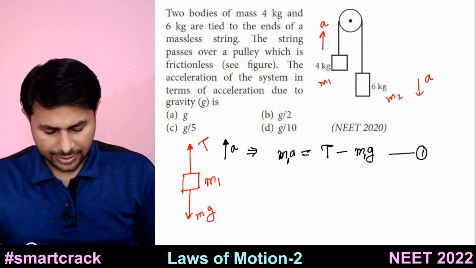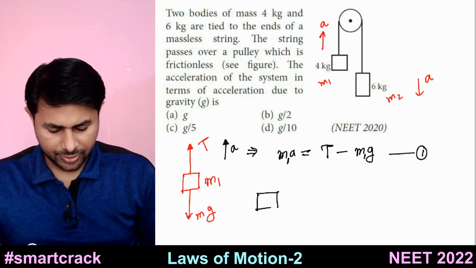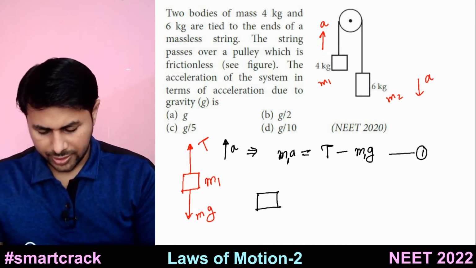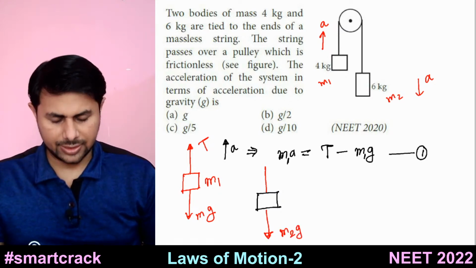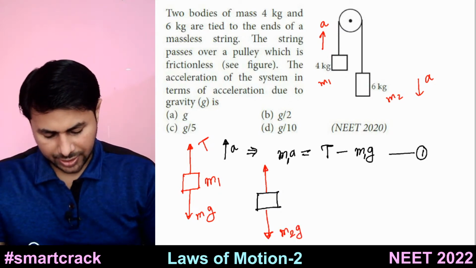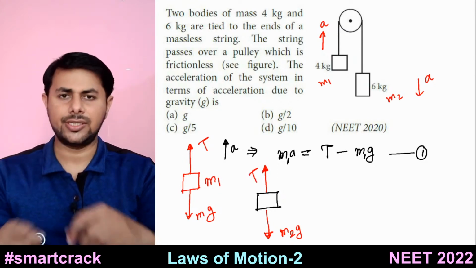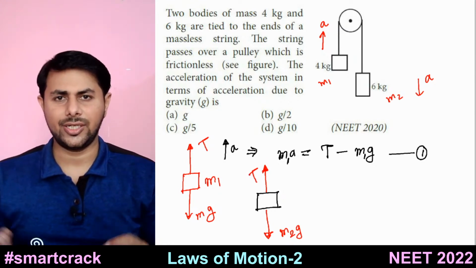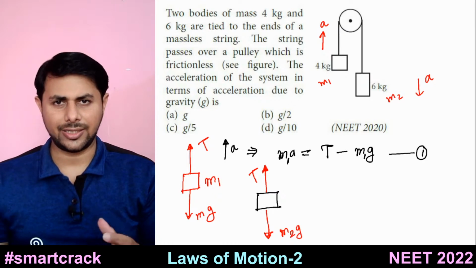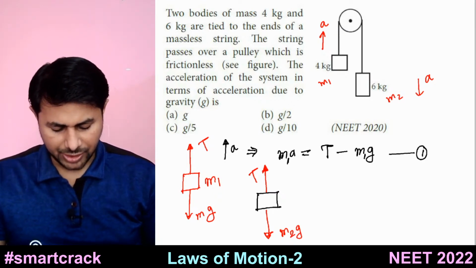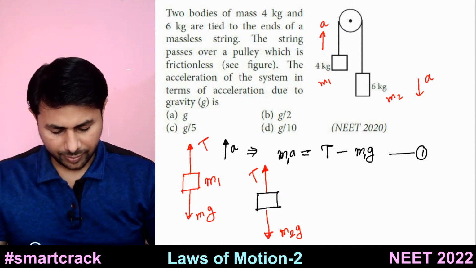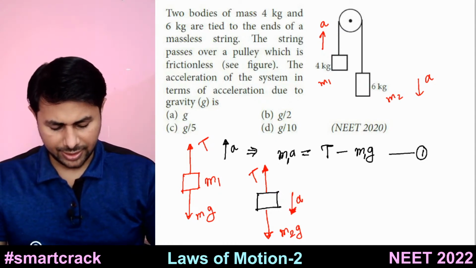Now let's write a similar equation for the second mass. So this is the second mass. There are two forces acting on it. m2 into g is acting downwards. Tension in the string, because it is the same string, the tension in it will be identical. Okay, so T is same. Tension in the string acts upwards, and this one accelerates downwards with acceleration a.